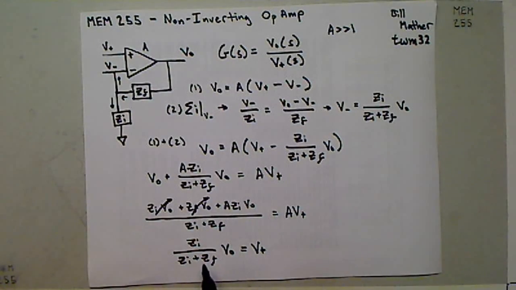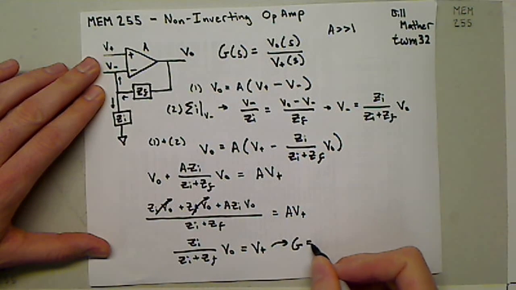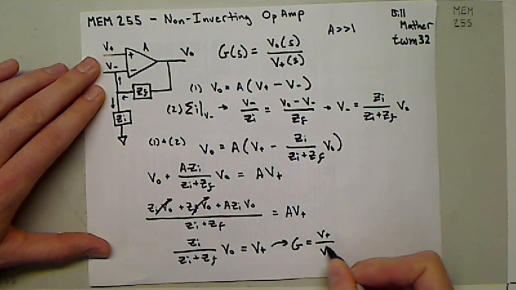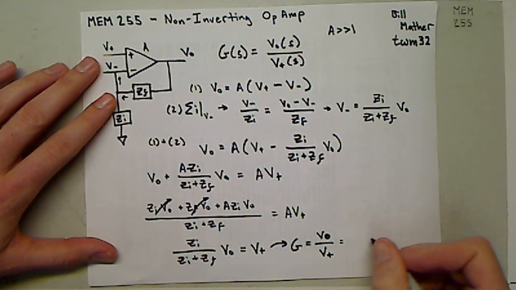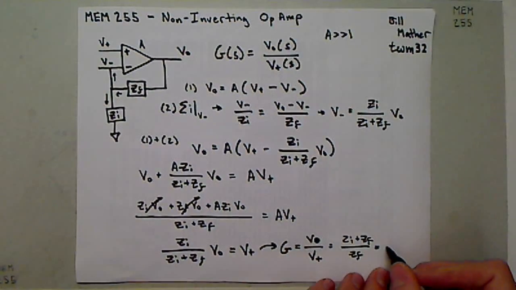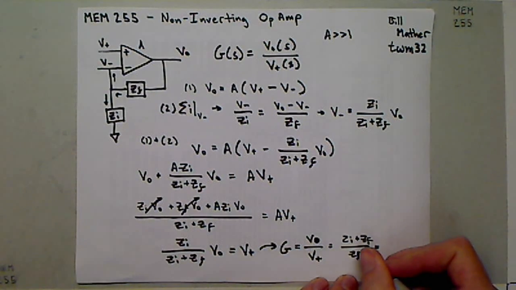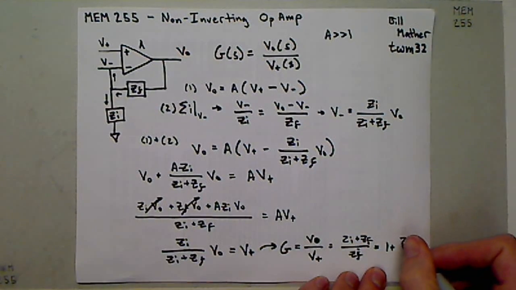Now we can simplify this. We move the V out and V plus to get G. G is equal to V out over V plus, and V out over V plus is going to give me ZI plus ZF over ZI, which simplifies into 1 plus ZF over ZI.